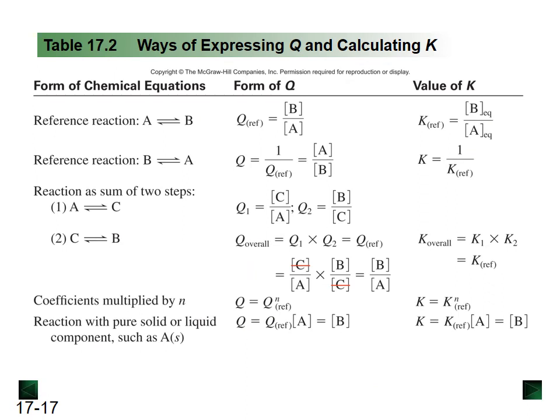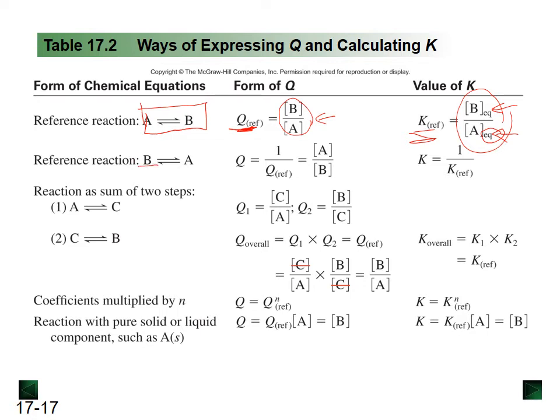Let's summarize Q and K. For a reaction A goes to B, the reaction quotient is the product B divided by A. And the equilibrium constant is also the ratio of B divided by A, but the concentration must be equilibrium concentration. So Q is arbitrary at any instant, but K is only when the reaction reaches equilibrium.